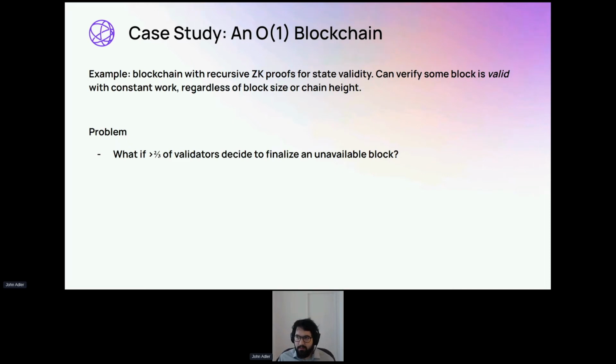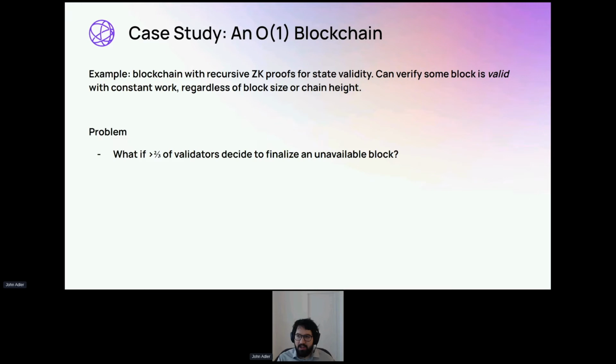But there's a problem with this hypothetical construction, which is, what happens if, let's say, you're using proof of stake, 2/3 of validators, or if you're using proof of work, 51% of the miners, decide to finalize a block, but they don't reveal the data that went into creating the ZK proof. They don't reveal the transactions for all intents and purposes.